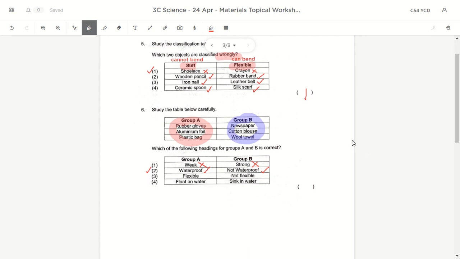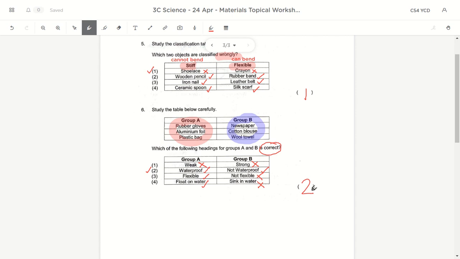Flexible. Rubber is flexible. Aluminum foil, yeah, you can bend it. Plastic, you can bend it, correct. But is newspaper not flexible? No, I can fold newspaper. So newspaper is flexible, so it's wrong. Plastic bag, glove, and aluminum foil, they float on water. Sink in water? I don't think a towel sinks in water, so I don't think this is correct. So the answer that is both correct: these are waterproof, these are not waterproof because they will absorb water. So the answer is 2.